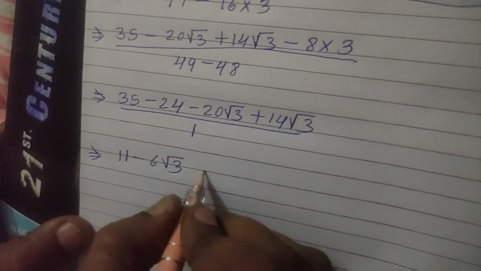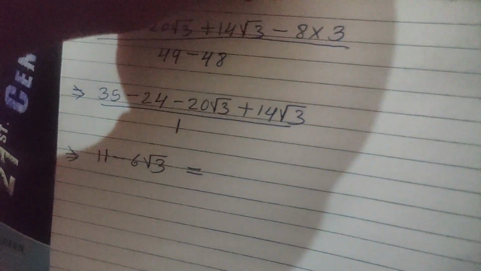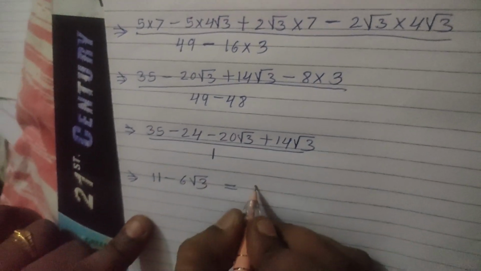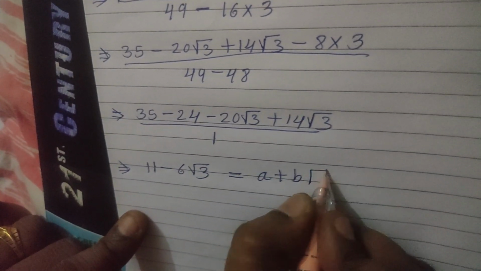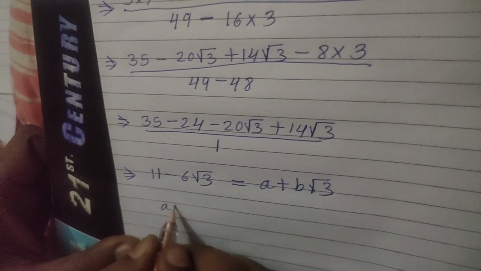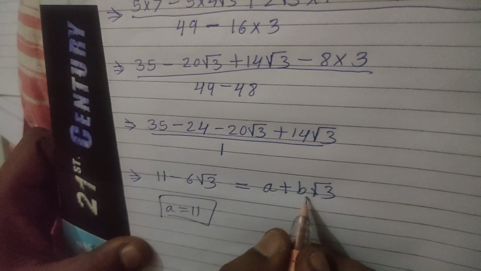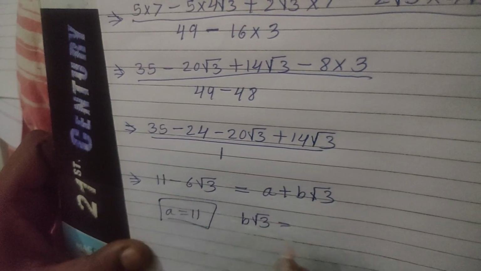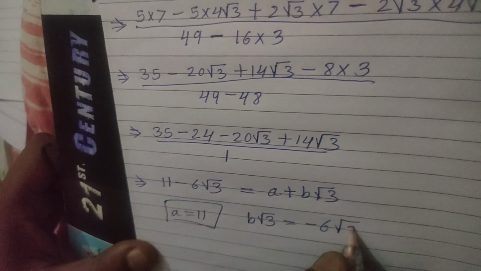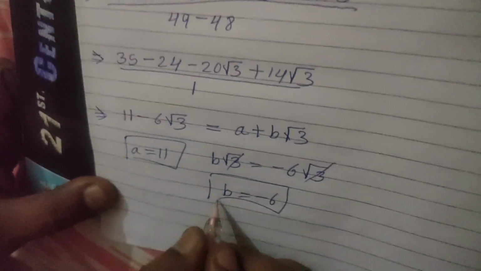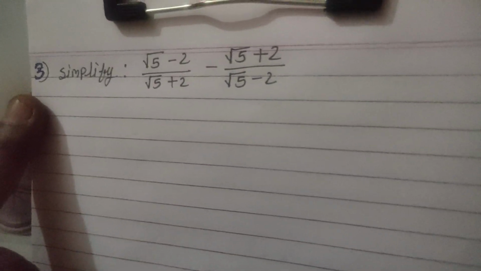Normally we are not writing 1. This will be equal to the right hand side, that is a plus b root 3. So this will be equal to a plus b root 3. Now equate. Here the first term is 11 and the first term is a, so a will be equal to 11. Here the second term is b root 3, it will be equal to minus 6 root 3. So here root 3 will get cancelled, so the b value will be minus 6.